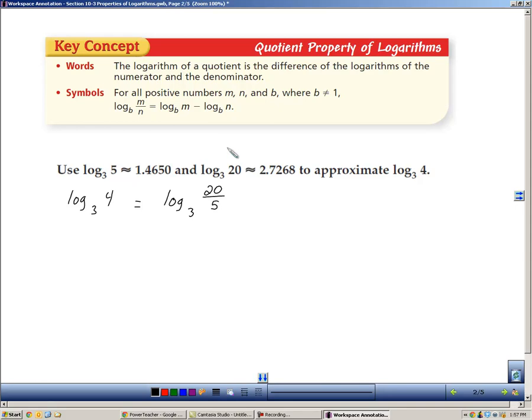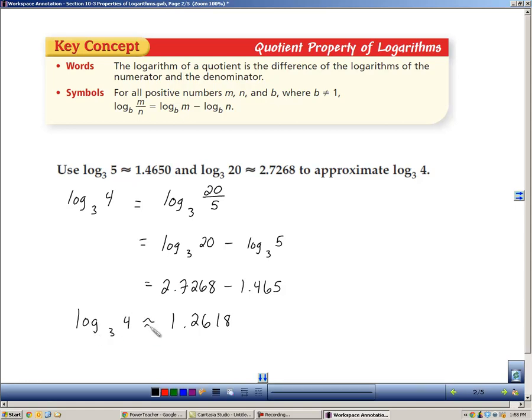And now I can use my quotient property of logs, because I'm going to rewrite this as log base 3 of 20 minus log base 3 of 5. And that's straight from the quotient property. I know that log base 3 of 20 is about 2.7268. And I know that log base 3 of 5 is about 1.465. So I'll take a calculator and subtract those. And I'll get about 1.2618. And so that is what the log base 3 of 4 is approximately equal to.